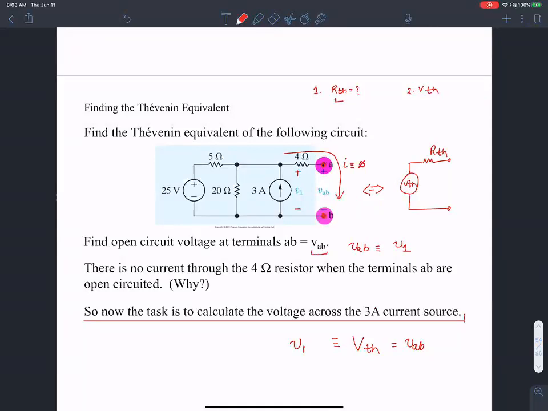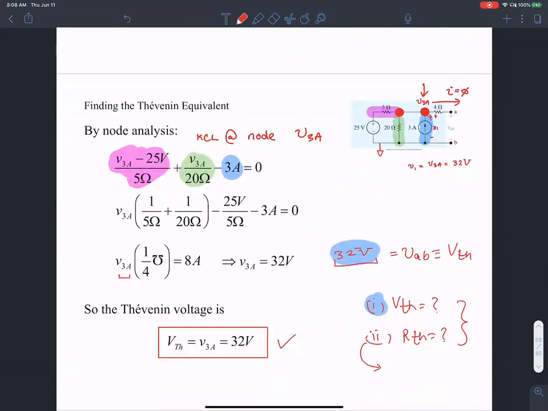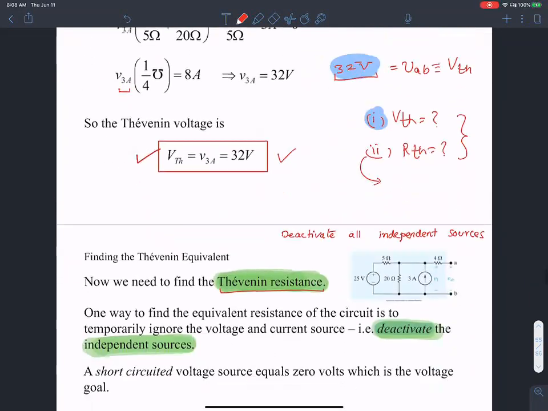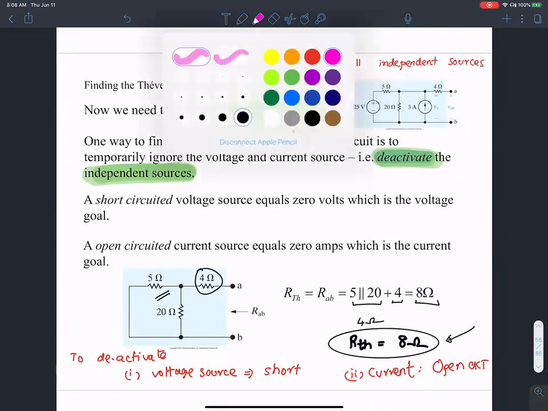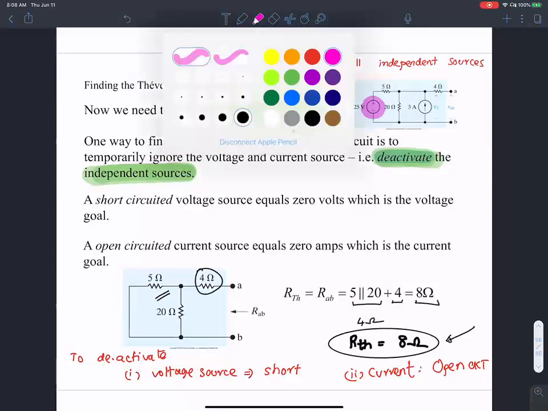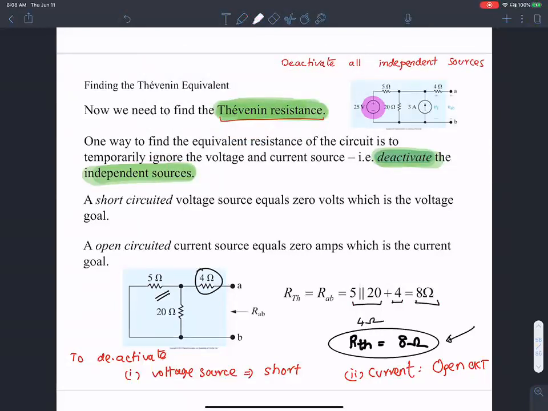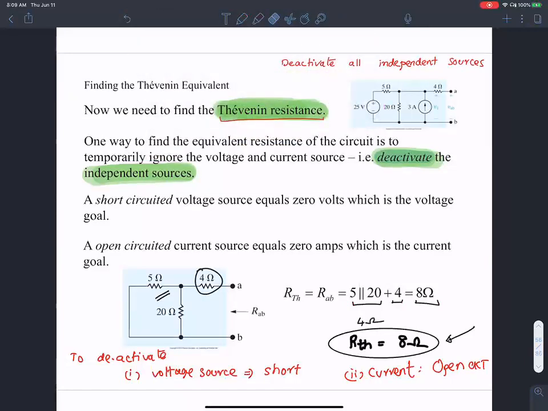So using that observation, we calculate the value for the V Thevenin, and the next step is to find out the R Thevenin. We found the value of V Thevenin to be 32 volts, and the value of R Thevenin is found by deactivating the independent sources. When you deactivate a voltage source, you short circuit it. When you deactivate a current source, you open circuit. That is what we discussed in the last class.